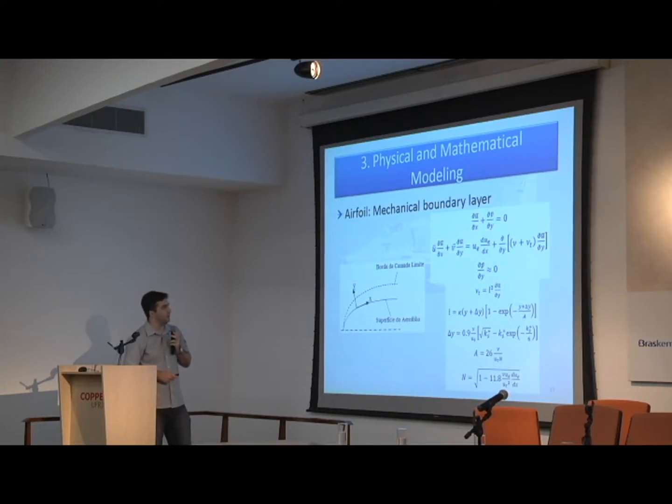And now talking about the airfoil, I started the other way around. For the airfoil the geometry is smoother. It's not as abrupt as we had with the pitot probe. But the equations are almost the same. This is a mechanical boundary layer and a turbulence model. I'm not going to talk a lot about this so the presentation is not more boring than it already is.